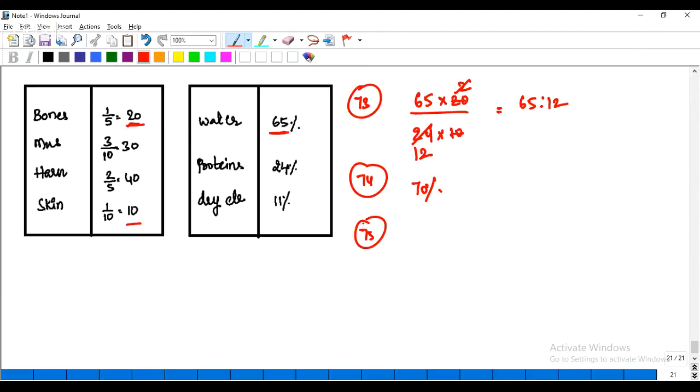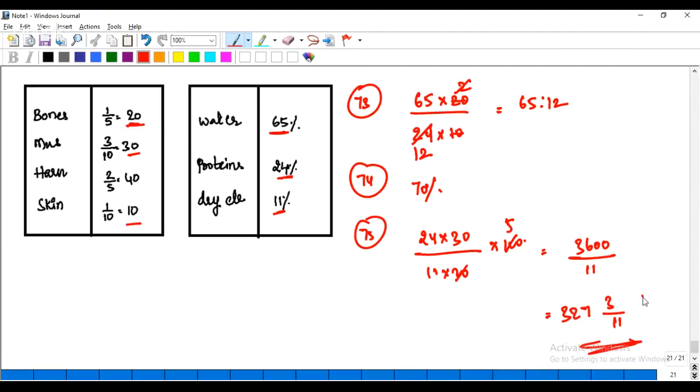75 if you look at the protein content of muscle. Protein is actually 24%, muscle is 30. So 24% of 30 is what percent of dry content of bones? Bones is 20, dry content is 11. 11 into 20 into 100 you need to take it. 1 5 take it 120, 363, 600 by 11 if you take it. 327, 3 by 11 you will get it. This much percentage, you will get it.